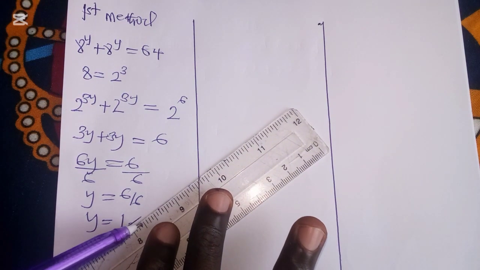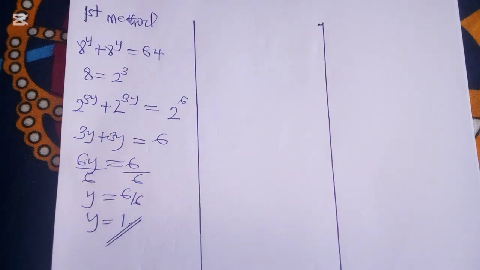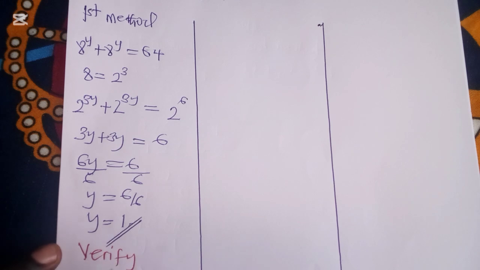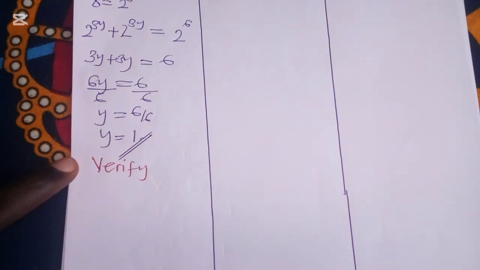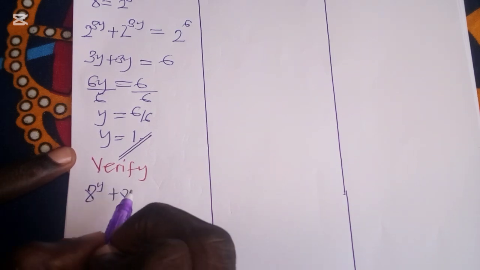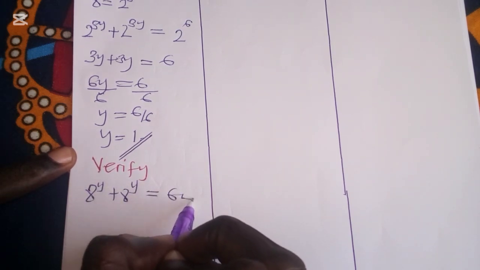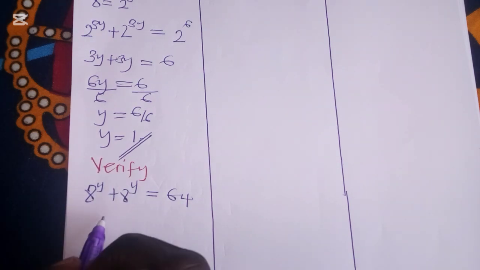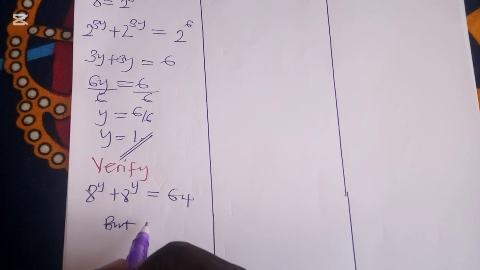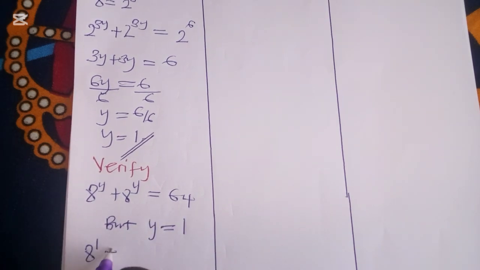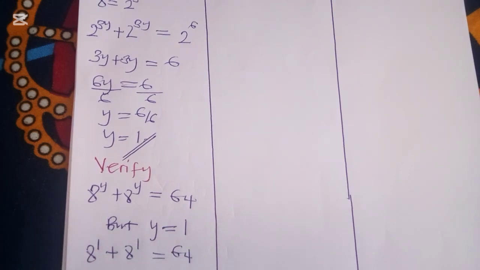Now let's try to verify. Let's see if this is correct. Let's verify if the value of y is correct. Now remember, we have 8 raised to the power y plus 8 raised to the power y. This is equal to 64. And from linear equation, if this is 64, this part also should be 64. But we know y is equal to 1. So we substitute now. Say 8 raised to the power 1 plus 8 raised to the power 1. This is equal to 64. Okay?